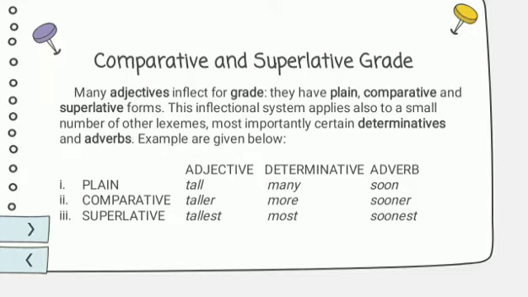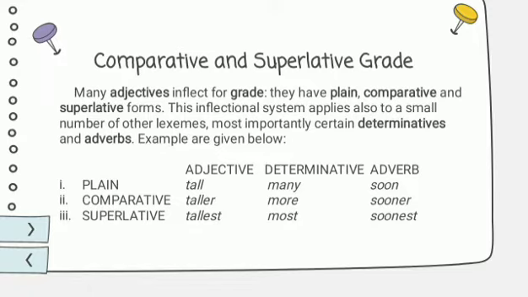Let's start it. Many adjectives inflect for the grade. They have 3 parts, which are plain, comparative, and superlative forms. This inflectional system also applies to a small number of other lexemes, most importantly certain determinatives and adverbs. For example, as you can see in the video, look at the first example of adjectives. The plain form is tall, then the comparative form becomes taller, and the superlative form becomes tallest.